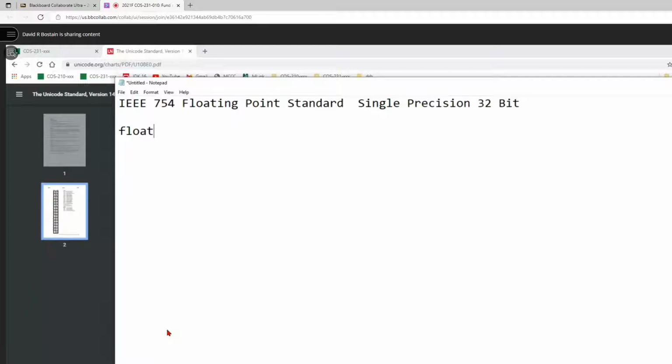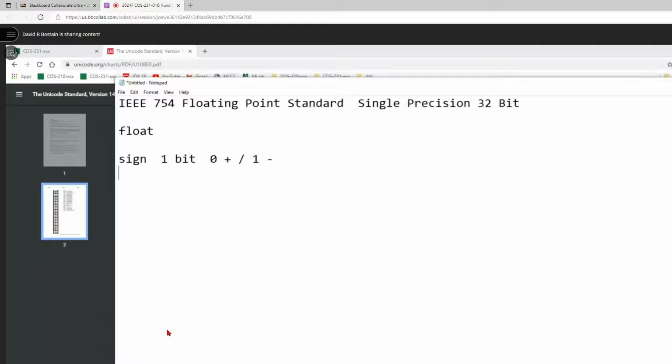There's three main parts to the number we're going to be working with. The first bit is the sign. This is 1 bit. 0 is plus, 1 is negative. So unlike 2's complement, which is the way we use binary to represent a negative number, to represent a negative number in the IEEE 754 standard, we simply set the sign bit to either a 0 or a 1 to indicate which it should be.